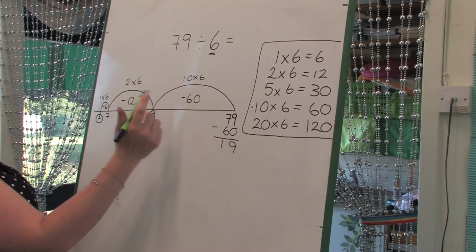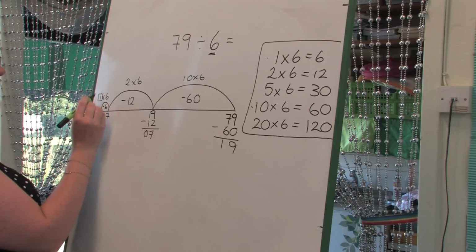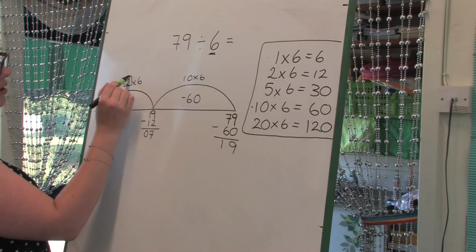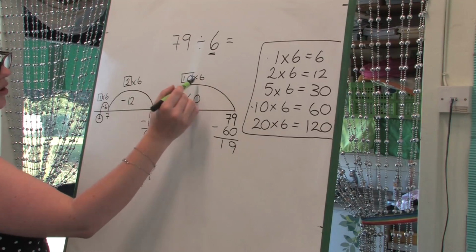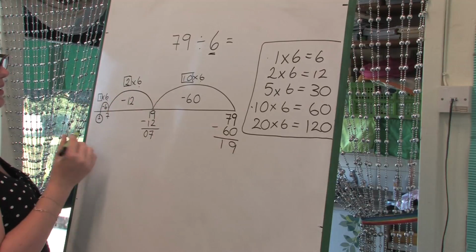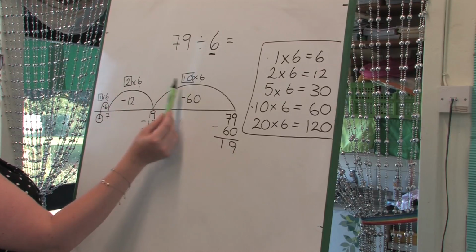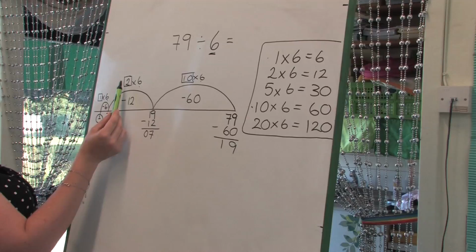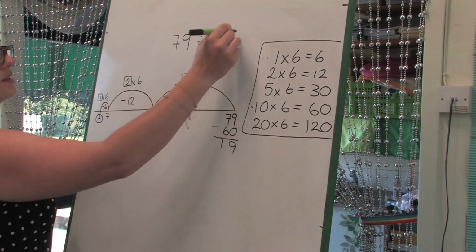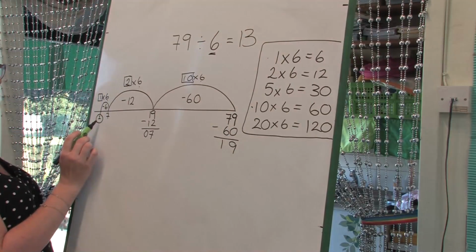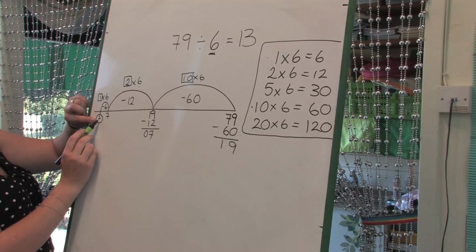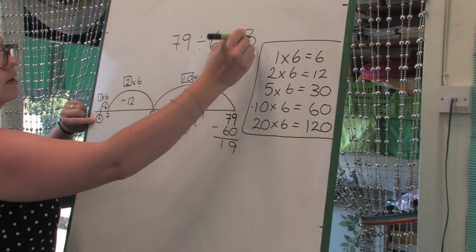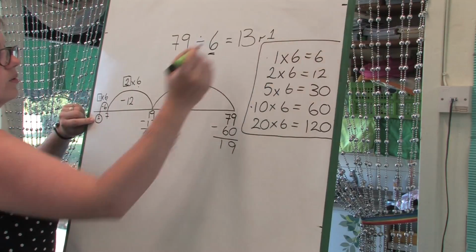The final step is to add up the chunks that we've taken away. Make sure you add up the chunks and not the number that you were dividing by. So if we add up the ones in the boxes, you've got 10, 2, which gives us 12, add your final one, so 13. And we can't forget this little one here. We can't divide that 1 by 6 anymore, so we're going to write that as remainder 1.